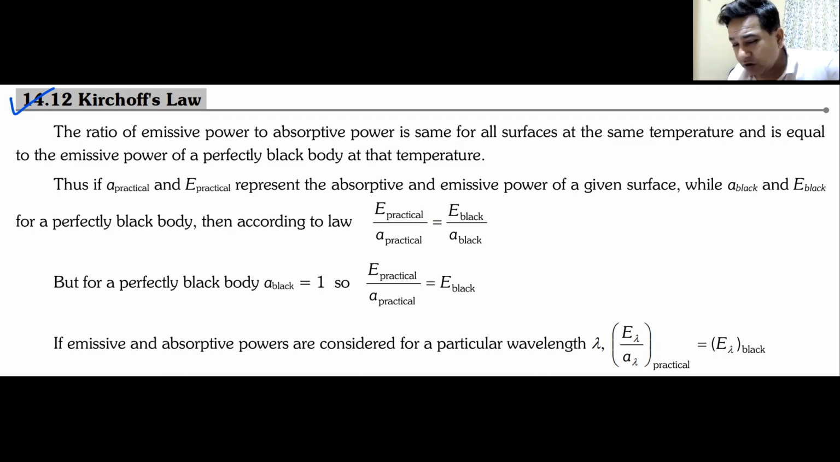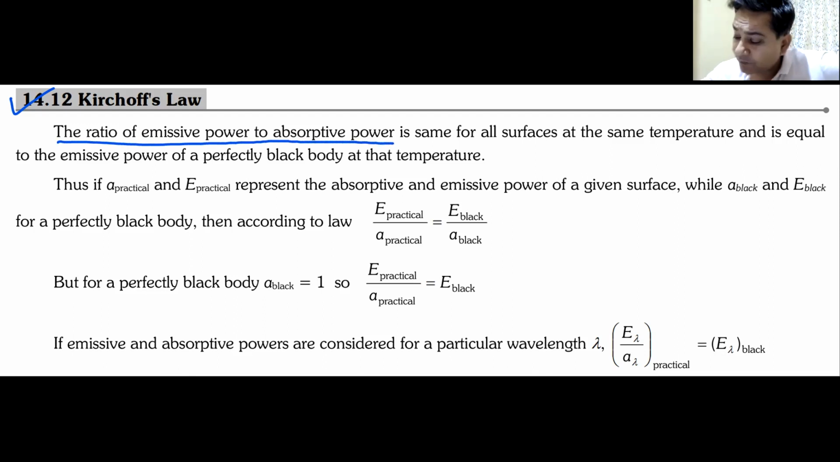Here it is Kirchhoff's law of radiation. And what is Kirchhoff's law of radiation? Please remember it, and it will give us a very, very good result. And what is that good result? The ratio of emissive power to absorptive power.